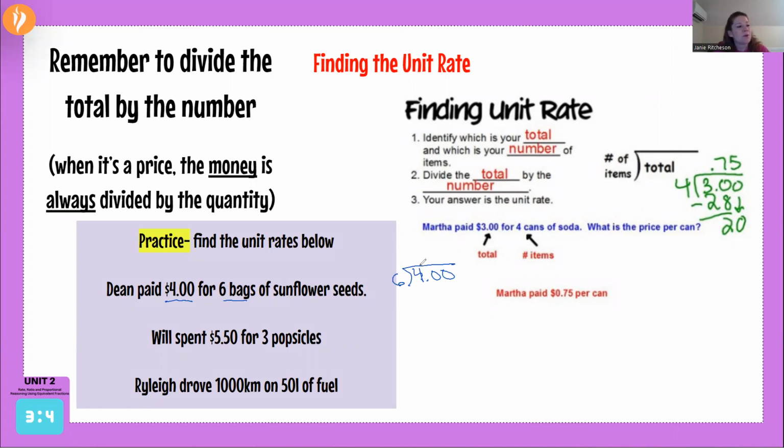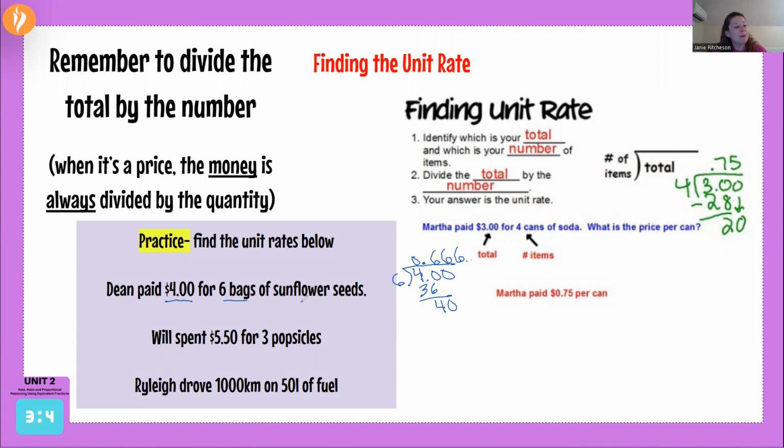Well, 6 won't go into 4, so we're going to add a decimal, and then we can think of this as 40. How many times will 6 go into 40? That would be 6 times, because 6 times 6 is 36. I'm going to subtract and get a 4, bring a 0 down. And it's going to be 0.6666 repeating.